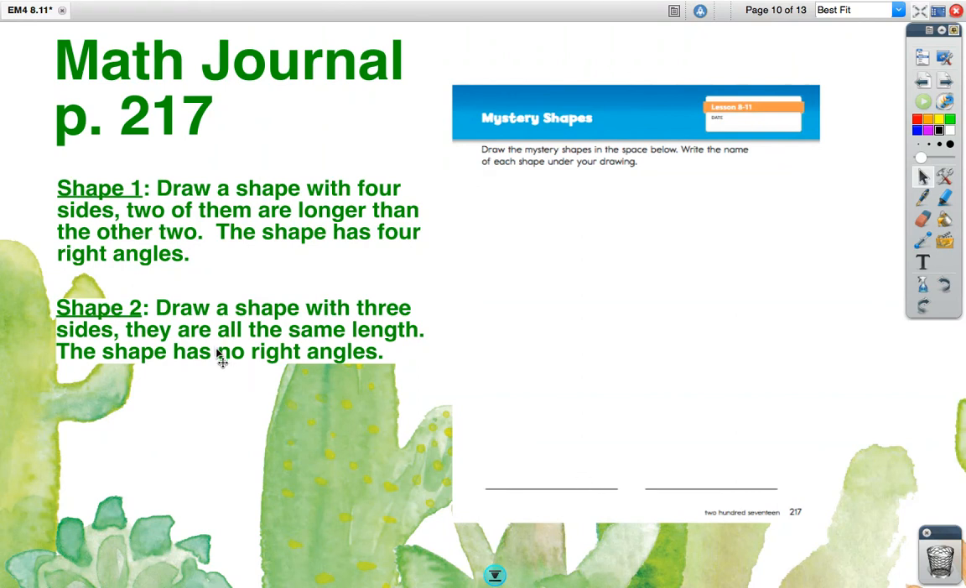For shape 2, draw a shape with 3 sides. They are all the same length. The shape has no right angles. Draw the shape here and write its name. Please pause the video at this time if you need a little extra time.